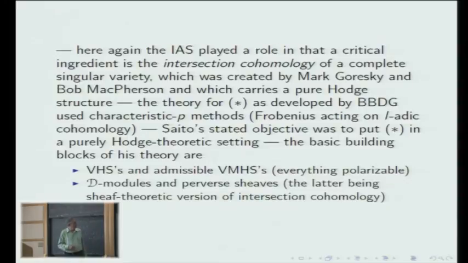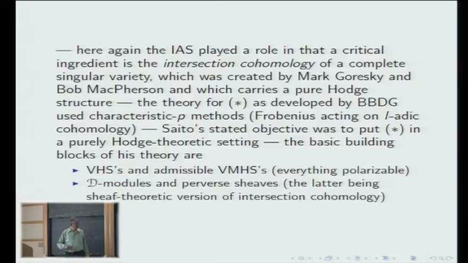Saito stated his objective. The original result was done by characteristic p methods, Frobenius, which we heard about earlier, acting on cohomology. I think that's correct. It needed Frobenius to prove the original version. Saito wanted to prove this in a purely Hodge theoretic setting for Kähler manifolds, say.